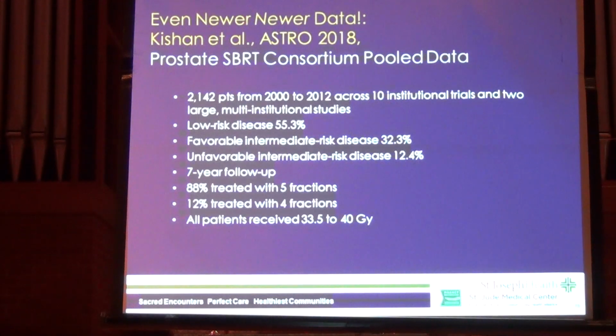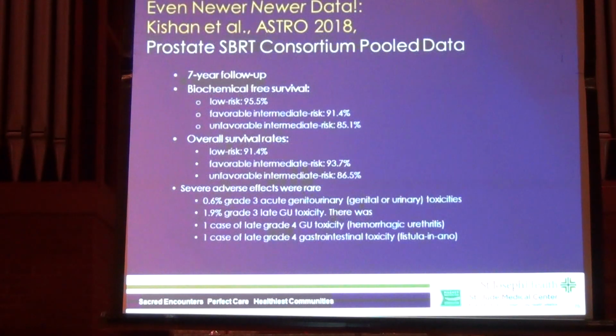This is the newer data. This literally got presented the last 2 days. This was a large group of patients treated with low and intermediate risk disease. This is 2,000 patients. This is an update from our friends over at UCLA. And basically, similarly, at 7-year follow-up, we're talking about numbers in the high 80s to mid 90s. Okay, so this works.